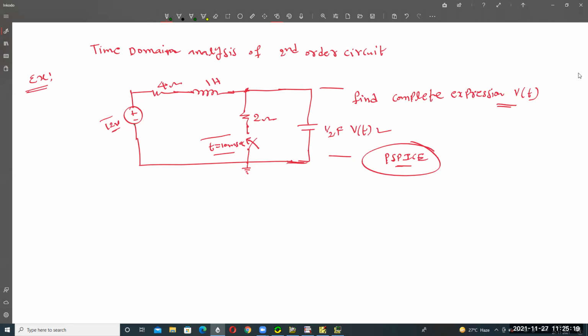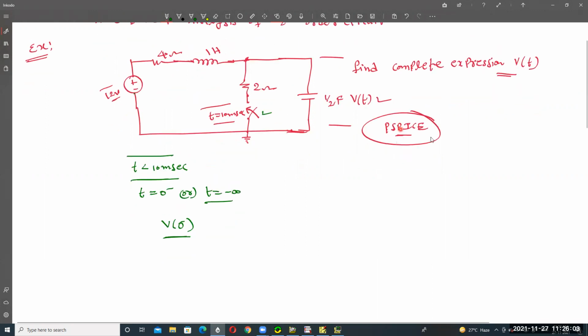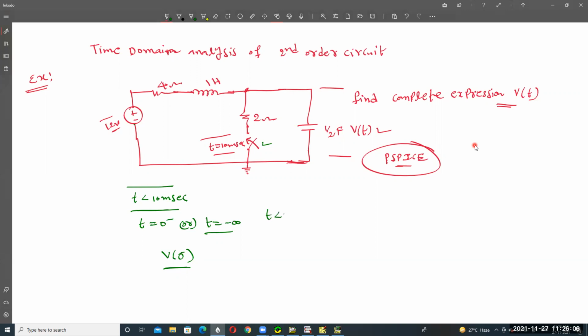That means before switching action, that means t is less than 10 milliseconds. The circuit is open. Am I right? The switch is open. At t is equal to 10 milliseconds only, the switch is closed. So that means this circuit will become like this. t is less than 10 milliseconds means at t is equal to 0 minus or t is equal to minus infinity. That means V of 0 minus. Initial conditions exist or not. Okay. We have to find across the capacitor.